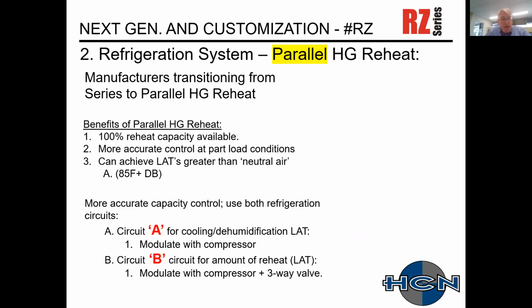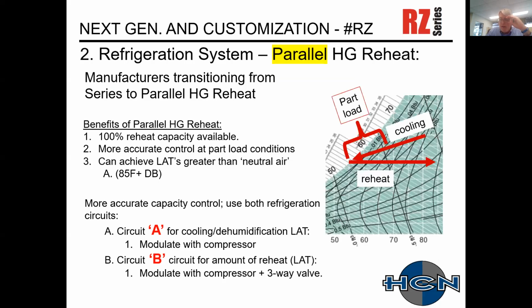So for circuit A, we'll use this for your cooling and dehumidification leaving air temp by modulating the compressor. And then circuit B will be used to modulate the amount of reheat. We'll be doing that by modulating the compressor as well as a three-way valve. So back to our psychrometric chart here, just showing the process. Circuit A is used to modulate the leaving air temperature for cooling and dehumidification, and then circuit B is used for your reheat capacity.